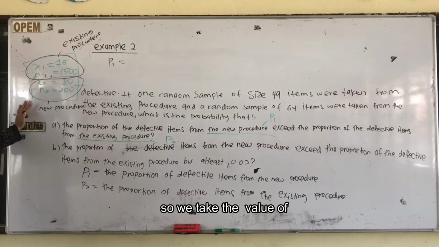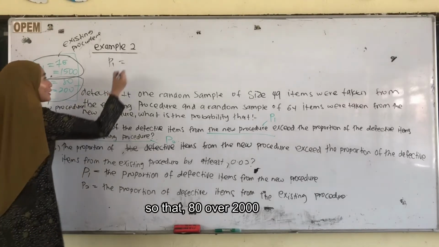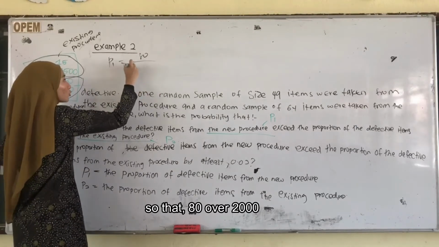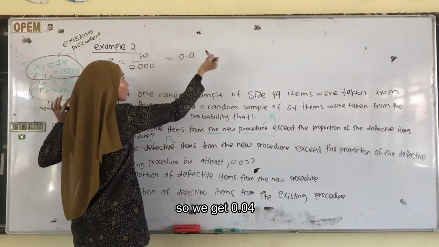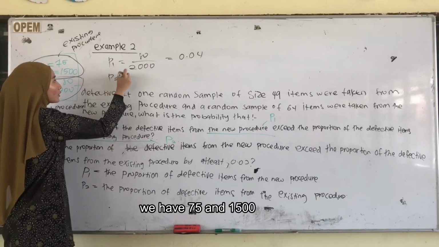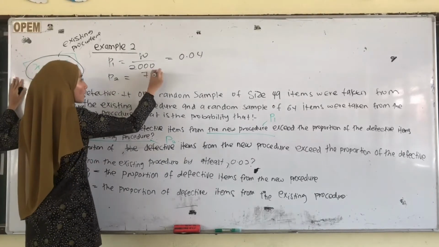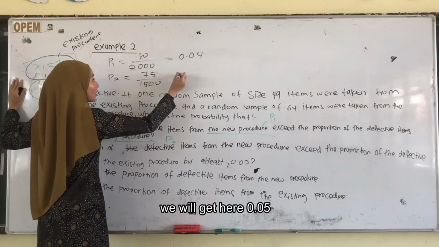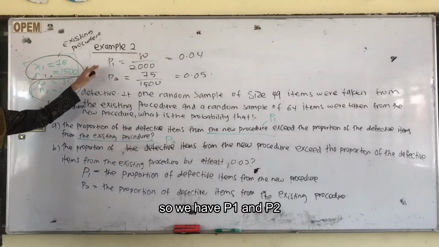So we take the value of the S and N2 from the new procedure. So we have 80 over 2000. We will get 0.04, and the P2 we have 75 and 1500. We will get here 0.05. So we have P1 and P2.